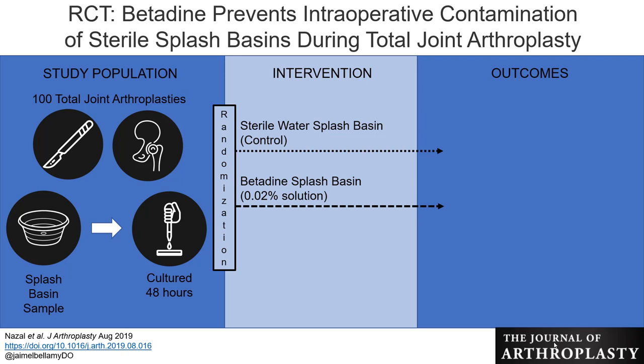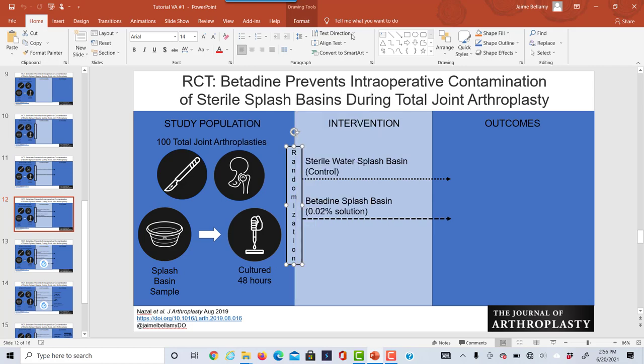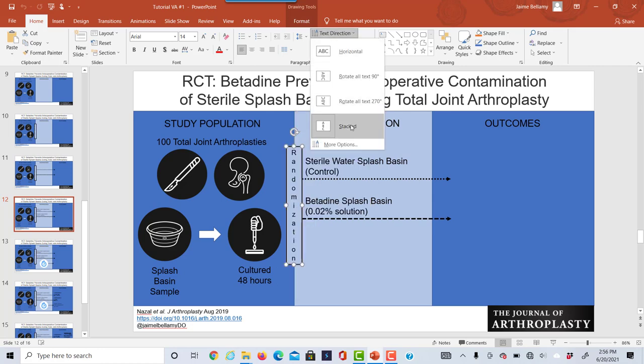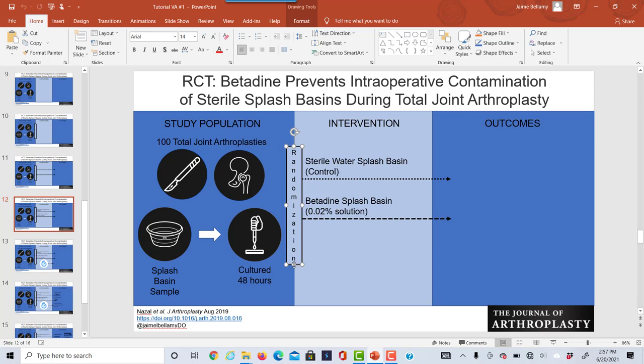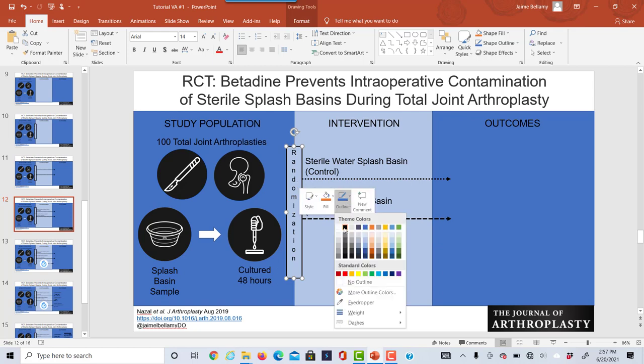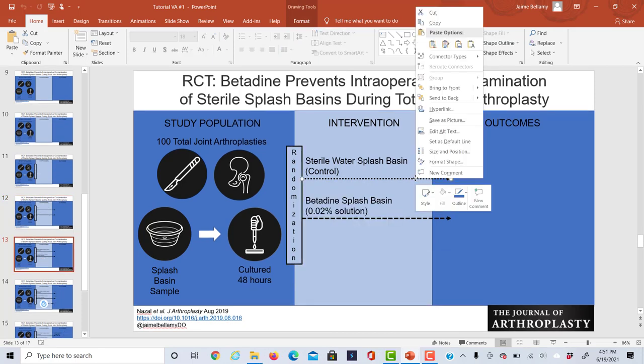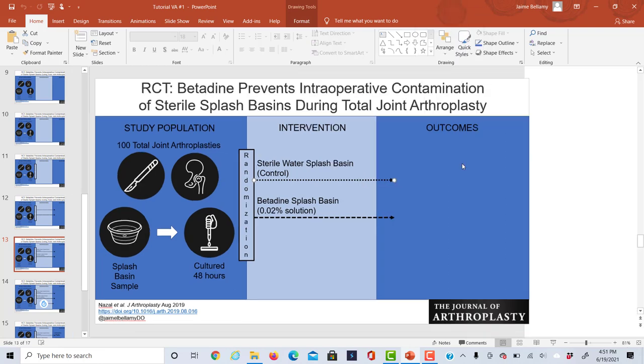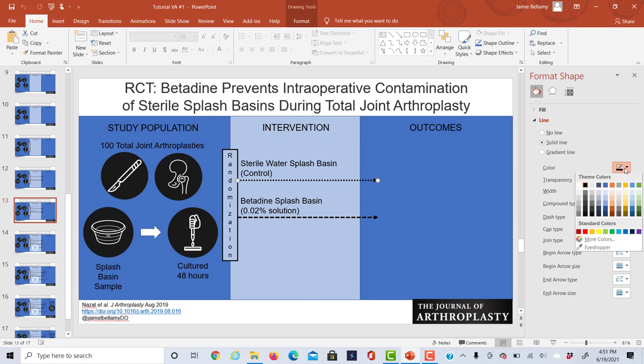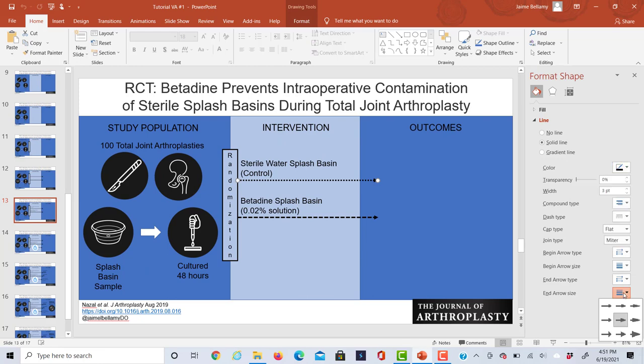To make a randomization box that is oriented vertical, choose text box, text direction, and stacked. Increase the length of the box for longer words to fit. You can also click on shape outline, pick a color, and pick the weight. It's nice to have connecting arrows from intervention to results. When inserting arrows, you can change the format shape by right-clicking, and you can change the dash type between different interventions, and you can change the arrow type and size and increase the width.